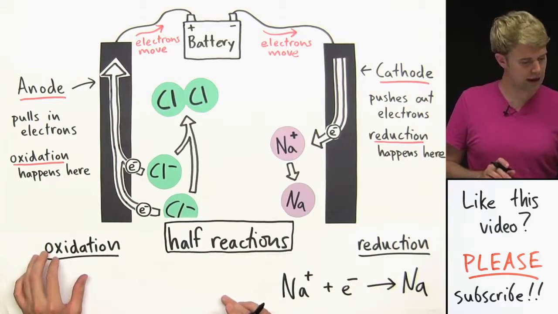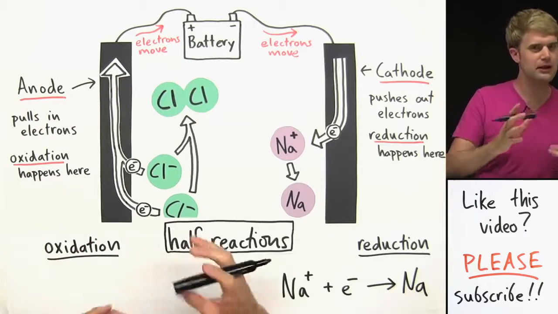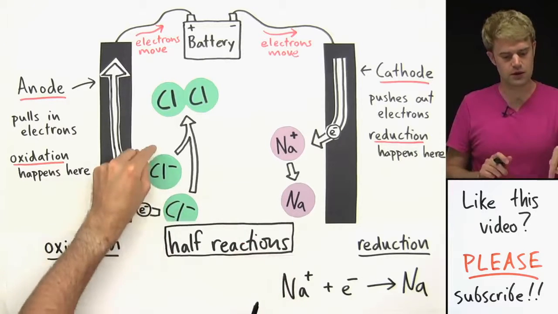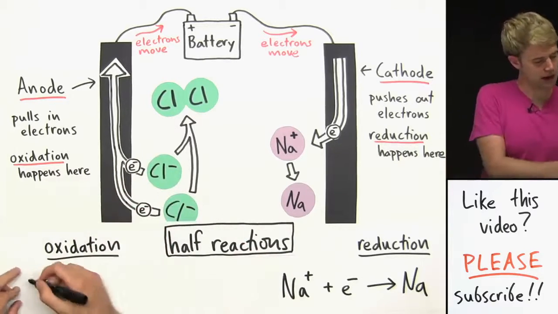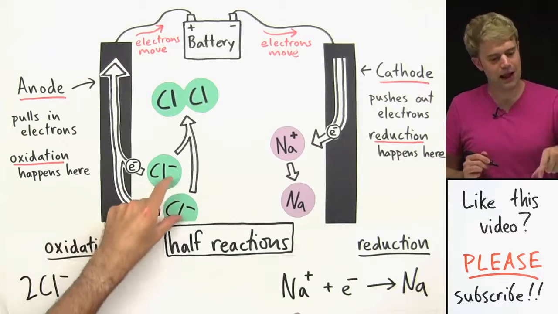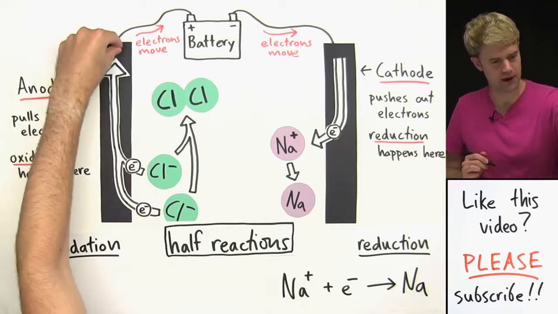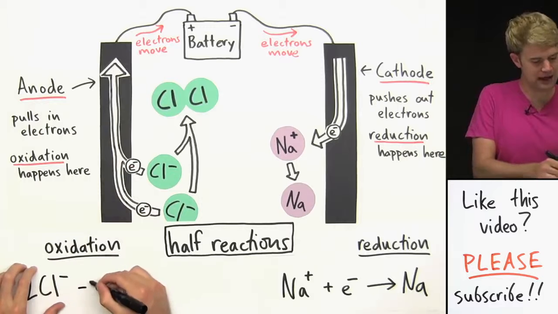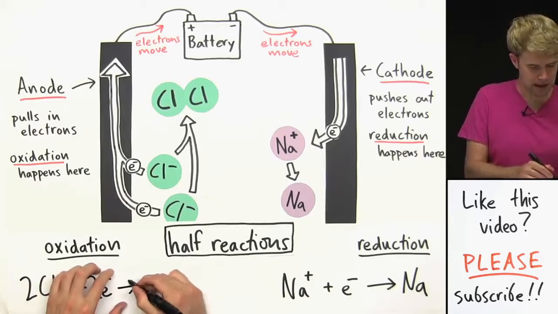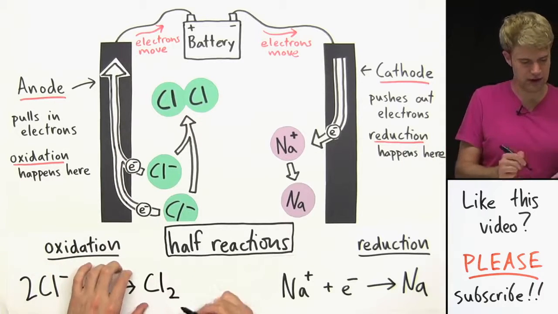Now over here at the oxidation half reaction, I'm going to write this a little bit incorrectly first, and then I'm going to fix it. Okay, so here we start out with two Cl1-. And then what happens is these lose two electrons, 1, 2, get pulled up to the battery. So I'm going to write -2e-. That's incorrect, but I'll fix it in a minute. And that gives us a molecule of Cl2 gas.